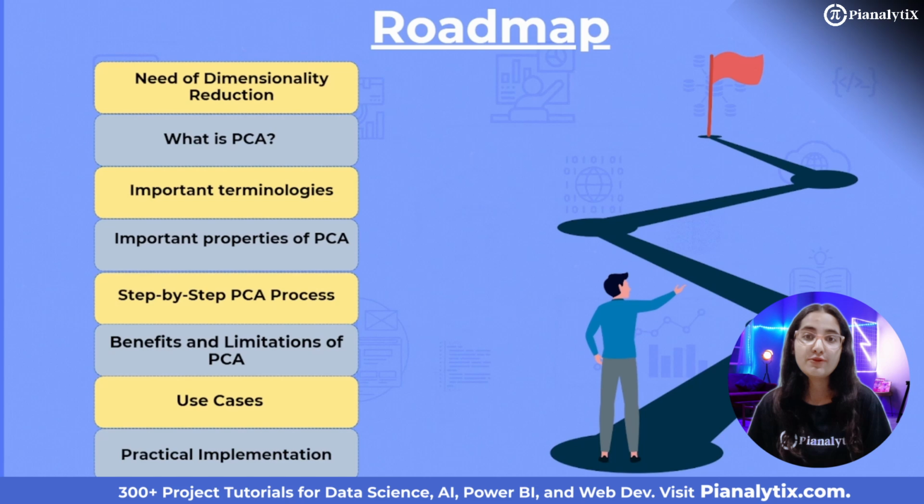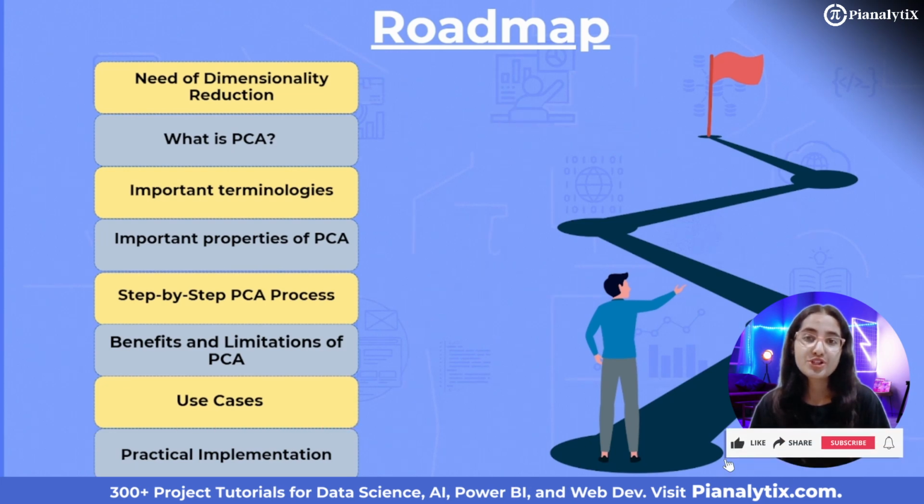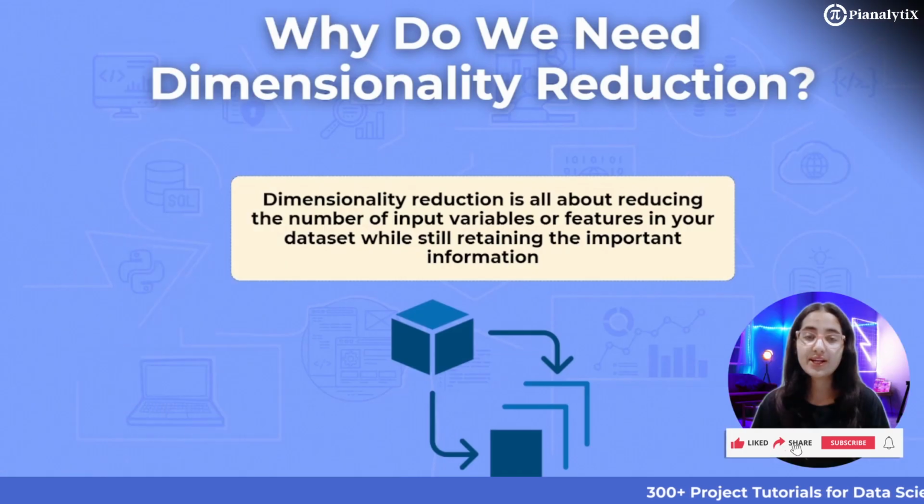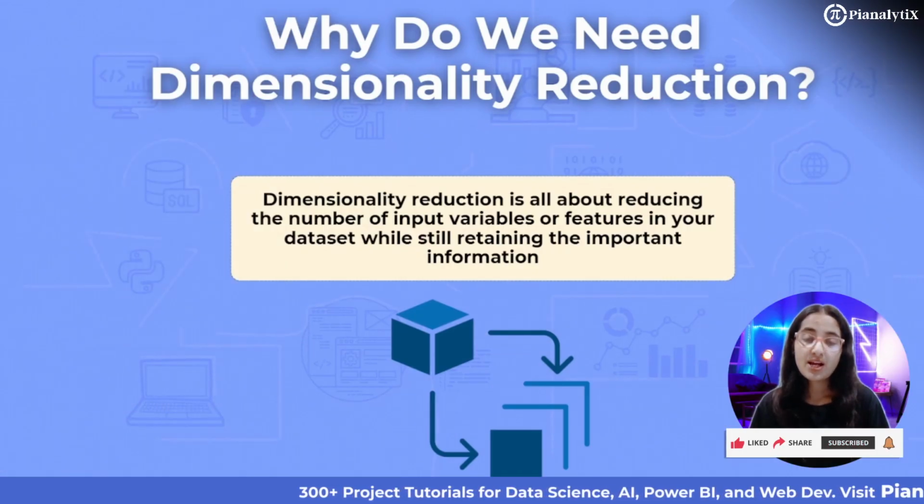Sixth, example walkthrough with visuals. Seventh, benefits and limitations of PCA. Eighth, real-world use cases of PCA. And finally, PCA implementation in Python. Let's first understand why dimensionality reduction is even necessary. Let's dive in. Okay, so why do we need dimensionality reduction?